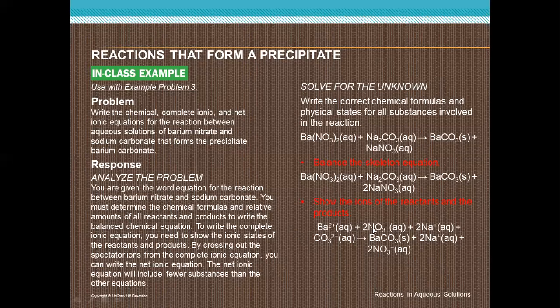Guys, we didn't separate BaCO3 because it's a precipitate. And we said in the previous slide that we can't separate precipitate. Because BaCO3 is a compound which is produced as a precipitate in the bottom. So we can't separate it. Plus 2Na ions plus NO3 after that.